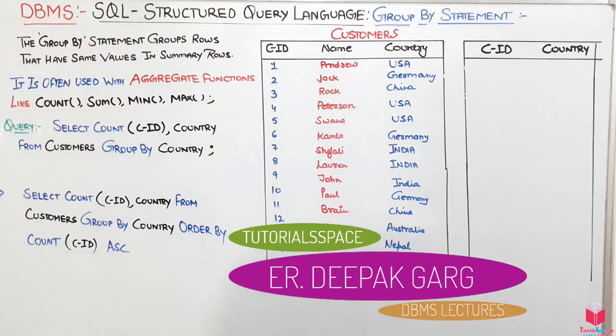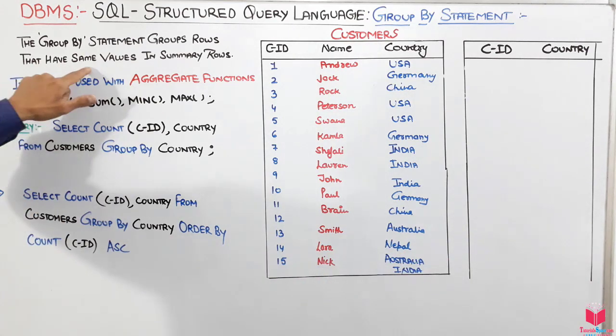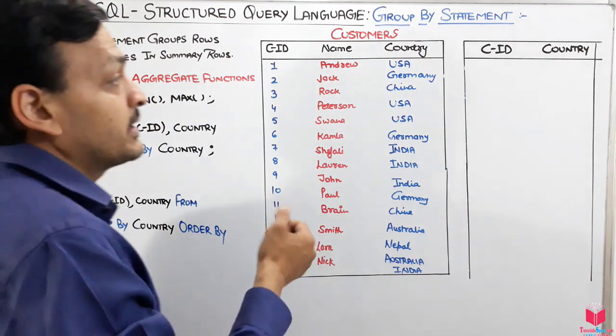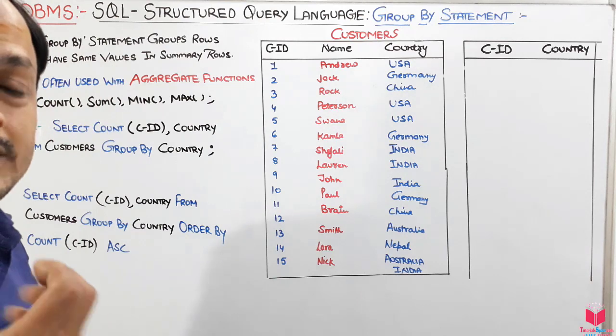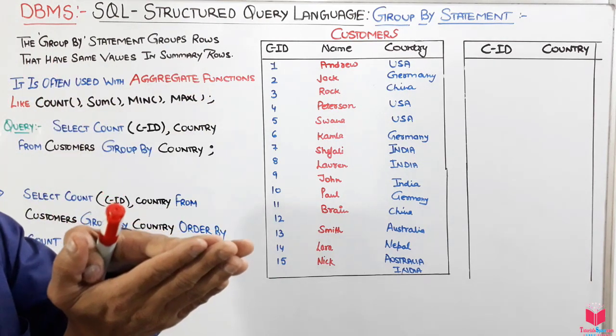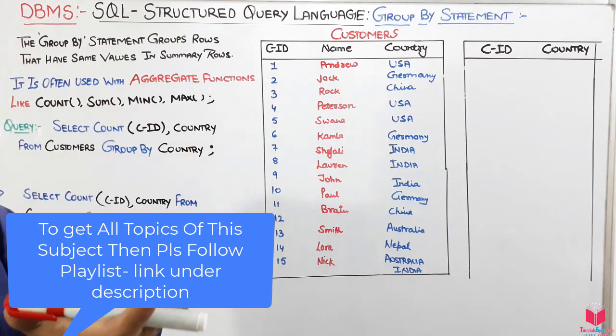Let's see. The GROUP BY statement groups rows that have the same values into summary rows. That means you have a table with columns, and in some column you have a redundant or the same value, so that value will be grouped into a single one. That is the main thing: that value or that row will be grouped into a single one.